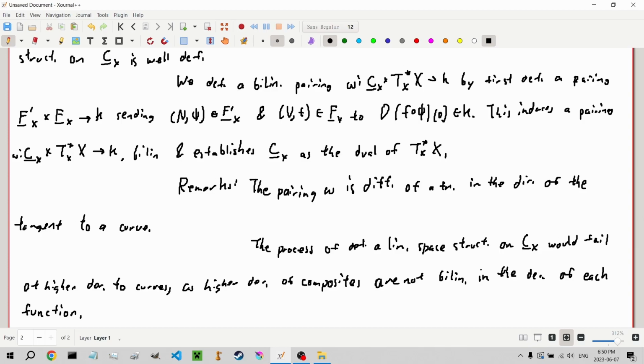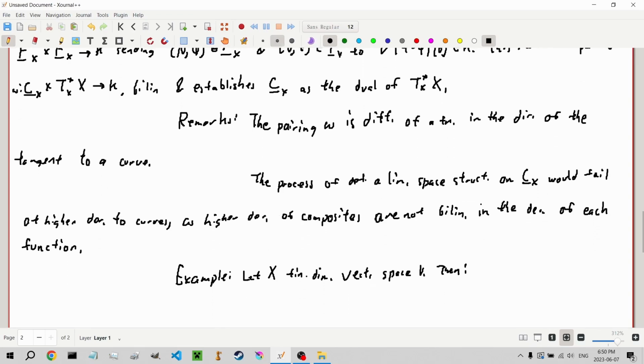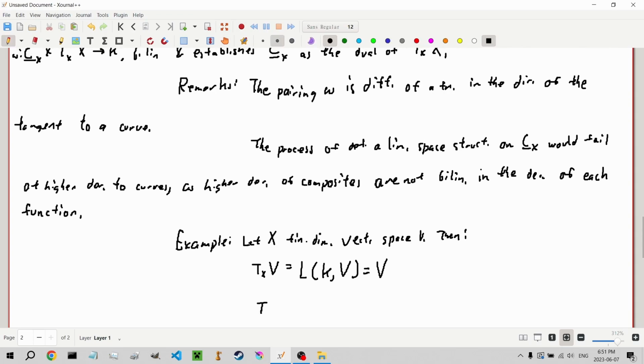So let's look at an example. Let X be a finite dimensional vector space V. Then Tx of V, the tangent space of X at V of X, is equal to the linear maps, isomorphic to the linear maps from our base field to V, which is isomorphic to just V. And the cotangent space at X is the linear maps from V to K, which is isomorphic to the dual space of V.